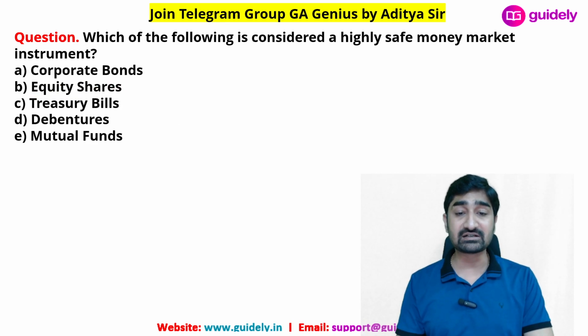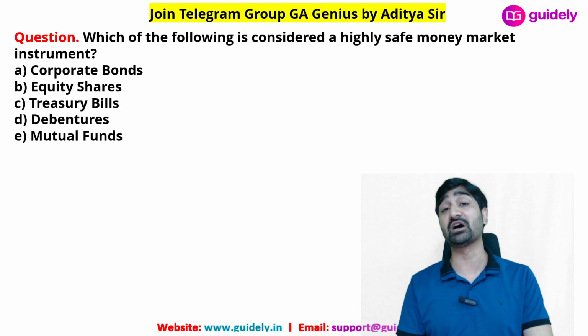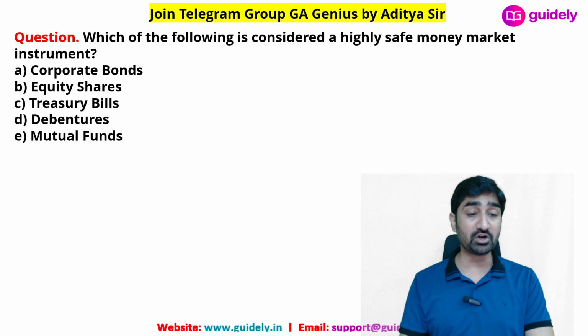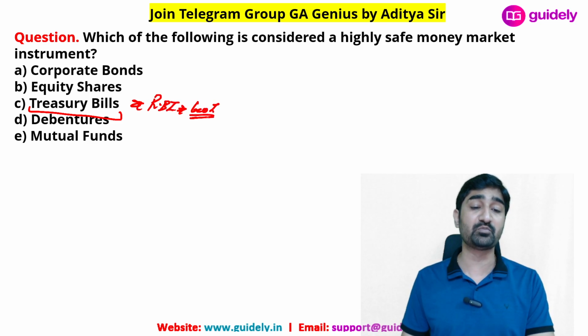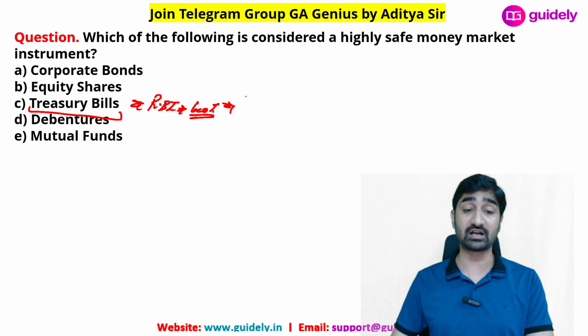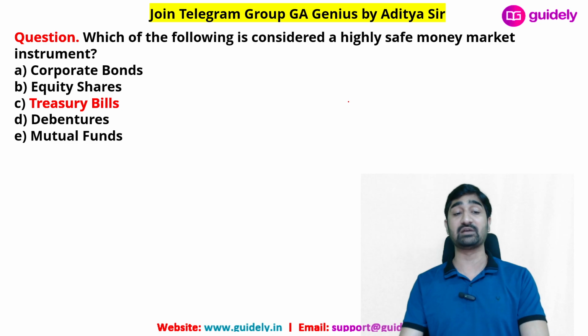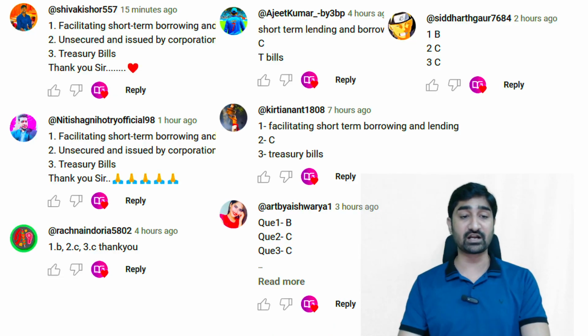Which of the following is considered as highly safe money market instrument? Corporate bond, equity share, treasury bill, debenture, mutual fund. T-bills. Treasury bills in India are issued by Reserve Bank of India on behalf of Government of India. These are a type of sovereign bonds which are 100% guaranteed by the Government of India. There are 3 types of treasury bill: T91, T182 and T364. So these are the 3 maturity periods and 3 different types of treasury bill. So your correct answer will be treasury bill.